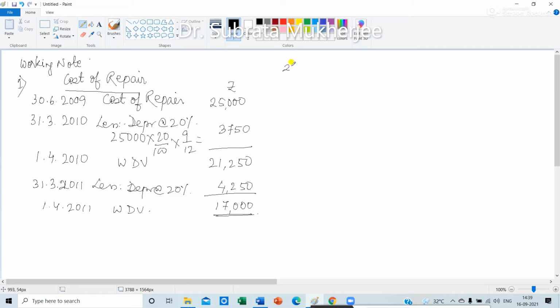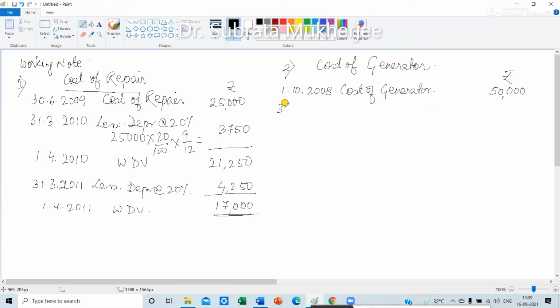Now next is the working note number 2 for cost of generator. The generator was acquired on 1st October 2008. The cost of generator was rupees 50,000. Now this was wrongly written off and it was charged to profit and loss account for rupees 50,000 during that year. So what will be the written down value for rupees 50,000 had it been recorded in accounts? So let us find the written down value of the cost of generator on 1st April 2011.